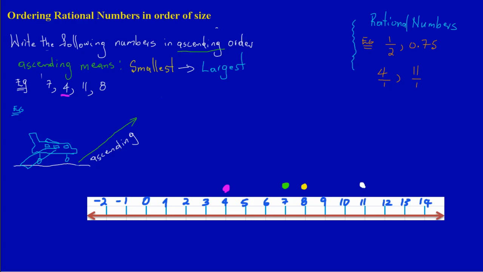In writing these numbers now, I can make my statement that therefore, in ascending order of size, the numbers are: I would have my 4 first, then my 7, then my 8, and then I would have my 11. So in ascending order of size, there are my numbers. I'm going from the smallest number to the largest number.